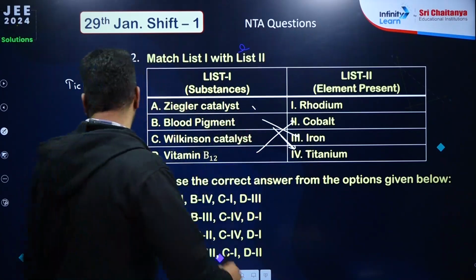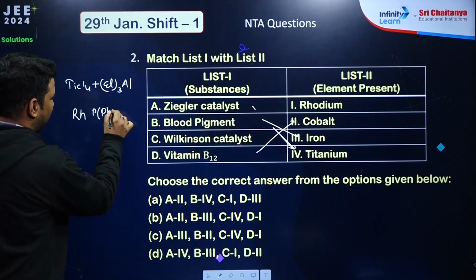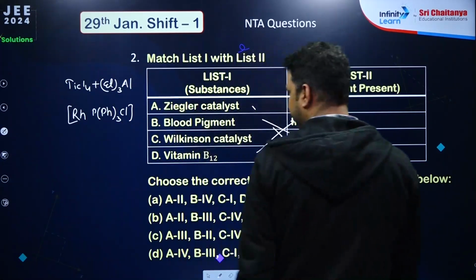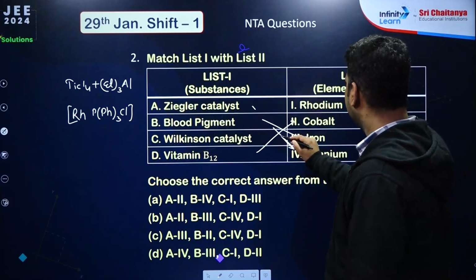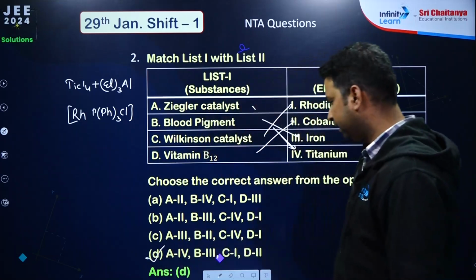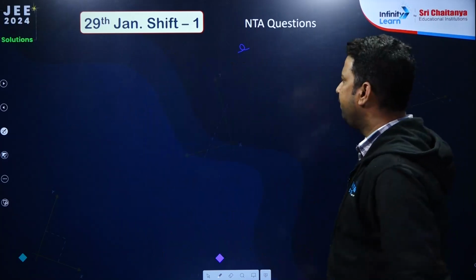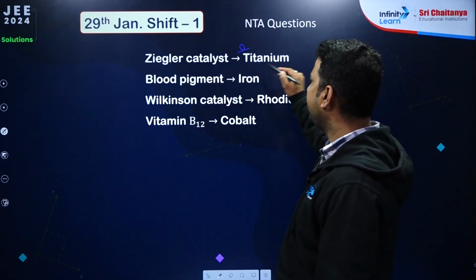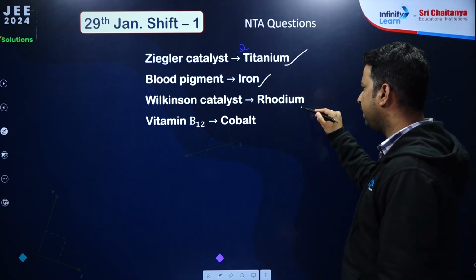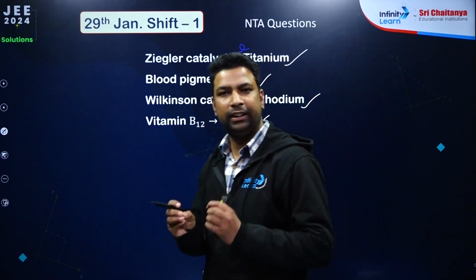And Wilkinson catalyst, the famous catalyst, that is rhodium triphenyl phosphine chloride. This is your Wilkinson catalyst. So it should match with rhodium. So which option will be correct? Option D will be correct. A with fourth, B with third, C with first, and D with second. So it was a too easy question, and we have the solution like that. Ziegler-Natta catalyst should match with titanium, blood pigment with iron, Wilkinson catalyst with rhodium, and vitamin B12 with cobalt. So it was your question number 2.